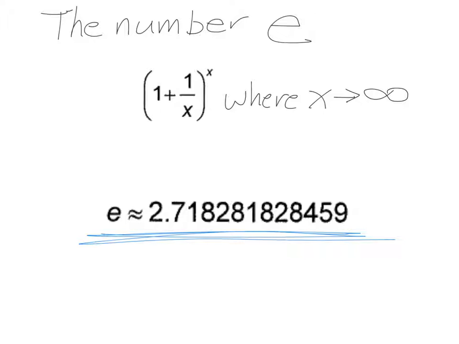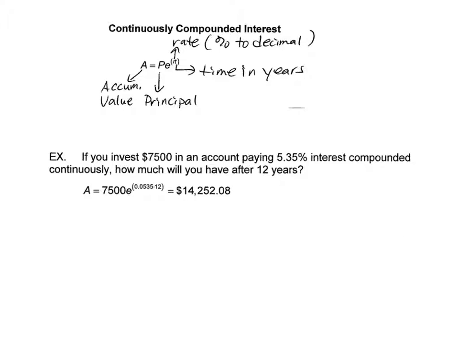When e has a positive exponent, you have growth. When e has a negative exponent, you have decay. And so we're going to use that in an interest formula. This is for continuously compounded interest. We have A equals Pe^(rt).